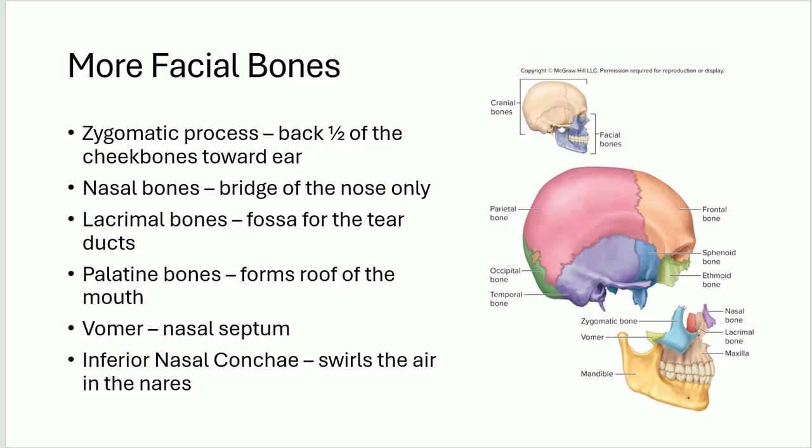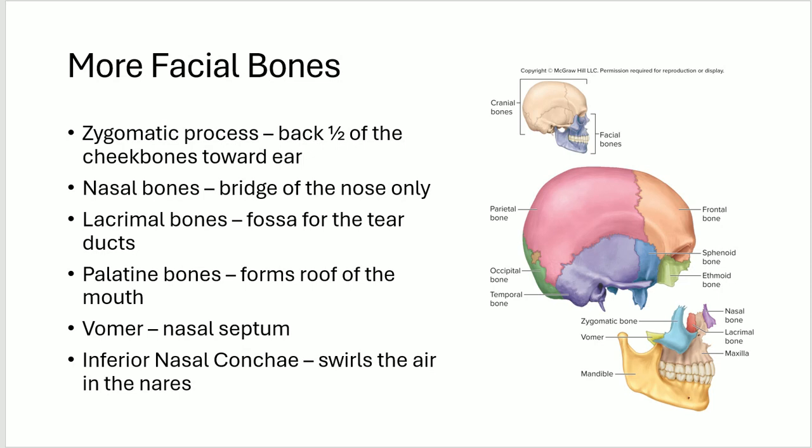Okay, so nasal bone, that's the part that, whenever you put your glasses on, that's the part your glasses sit on. Okay, so nasal bones are the bridge of the nose only. Lacrimal bone contains a fossa or passageway hole for tear ducts. So that runs from the corner of the eye down to the nose, and that's why your nose gets runny when you cry.